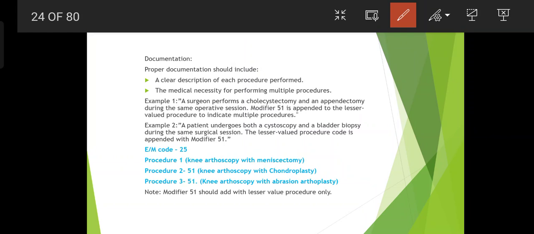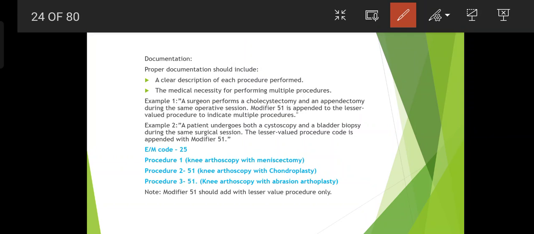For example, on the same day E&M services are also performed, and the same provider performed three different procedures: procedure 1, procedure 2 and procedure 3. I take as examples: procedure 1, knee arthroscopy with meniscectomy; procedure 2, knee arthroscopy with chondroplasty; procedure 3, knee arthroscopy with abrasion arthroplasty.